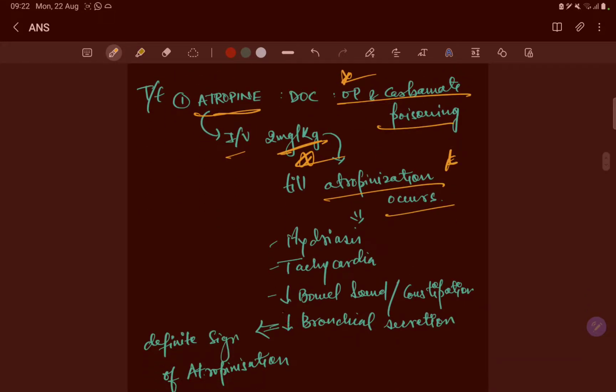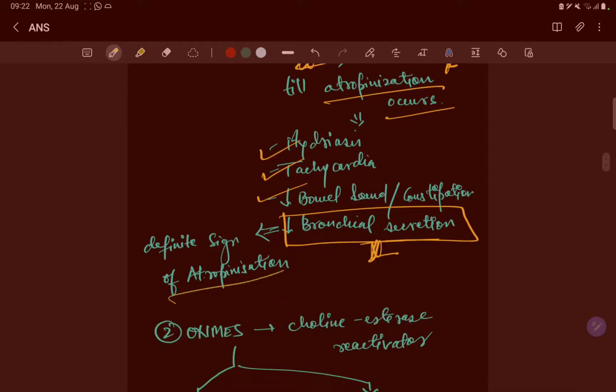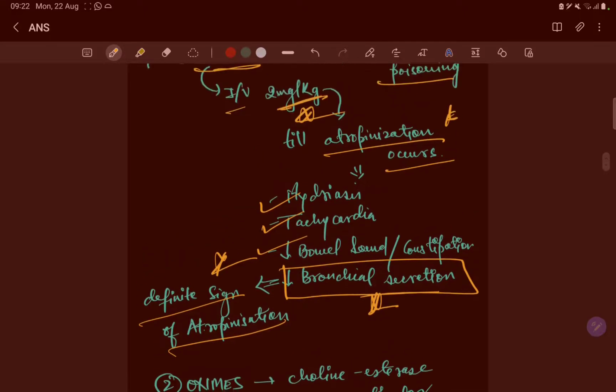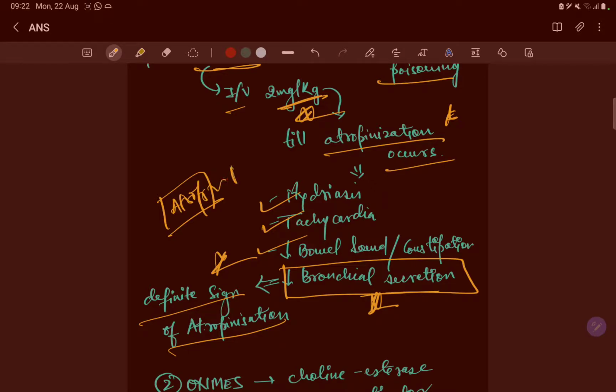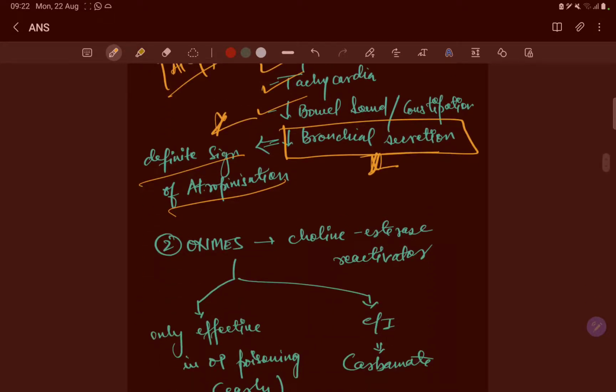The sure signs of atropinization are a decrease in bronchial secretions, which we hear by stethoscope, a decrease in bowel sounds, constipation, tachycardia, and mydriasis. But the ultimate sign of atropinization is that the patient starts abusing the doctor, using abusive language because of the atropine getting into the brain.